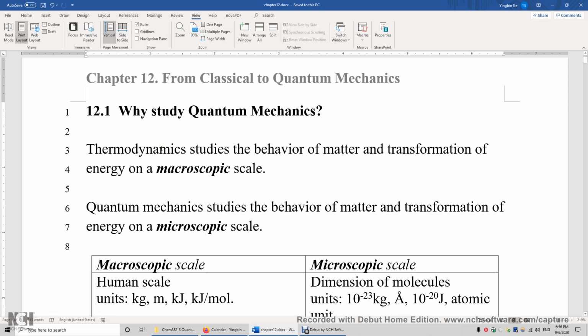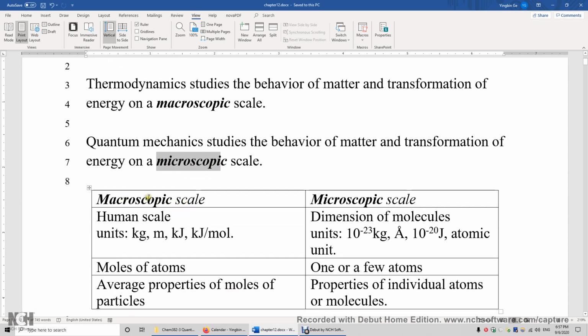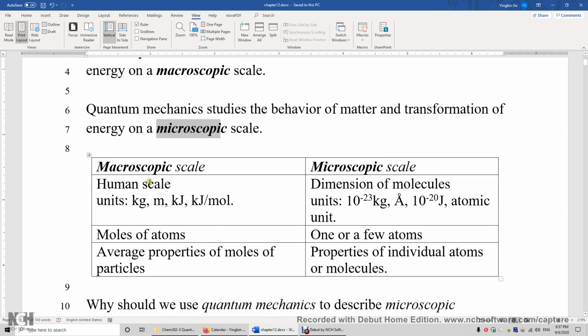In thermodynamics, we study the behavior of matter and transformation of energy on a macroscopic scale. In quantum mechanics, we also study matter and energy, but on a microscopic scale. So what's the difference between macro and micro? Well, on the macroscopic scale, we look at a human scale. The units are kilogram for mass, meter for length, kilojoule or joule for energy.